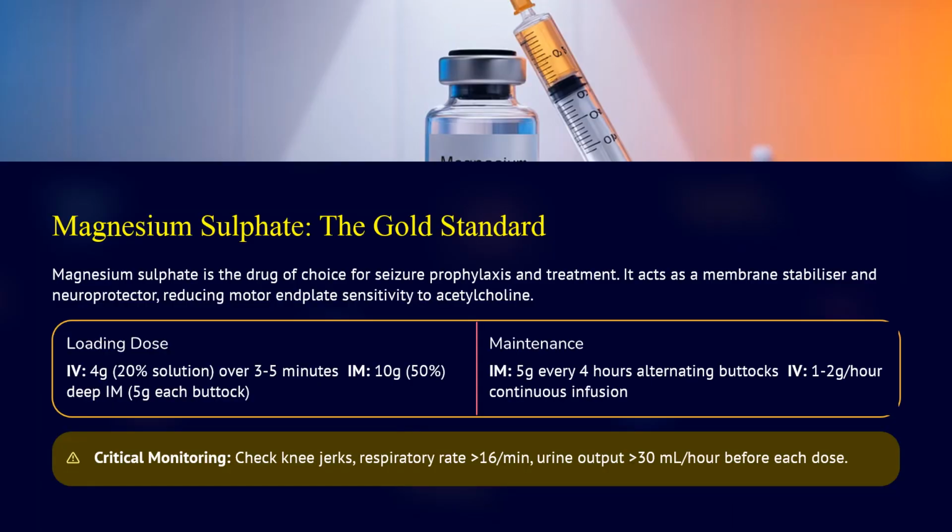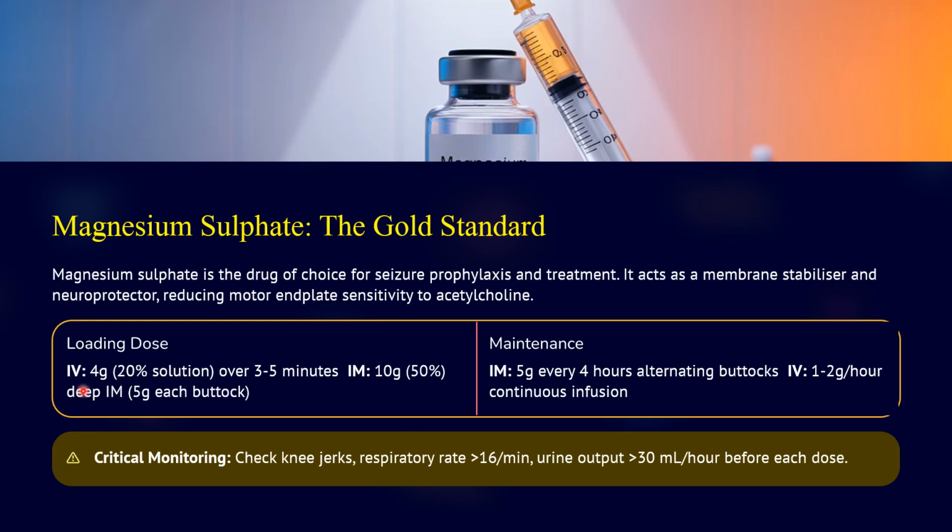Okay, so now coming to the management of preeclampsia, the drug of choice is magnesium sulfate. Magnesium sulfate is the gold standard, and it is an anticonvulsive drug. So how do you give this drug? First is the loading dose. The total loading dose is 14 gram. 4 gram you have to give through IV, and 10 gram you have to give through IM.